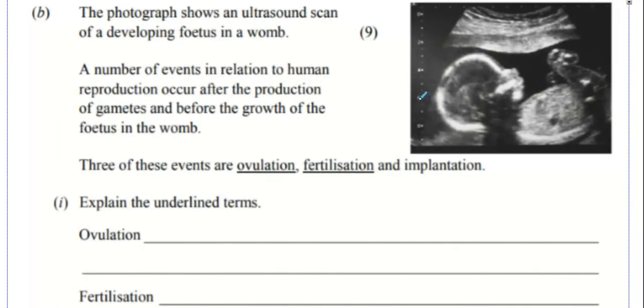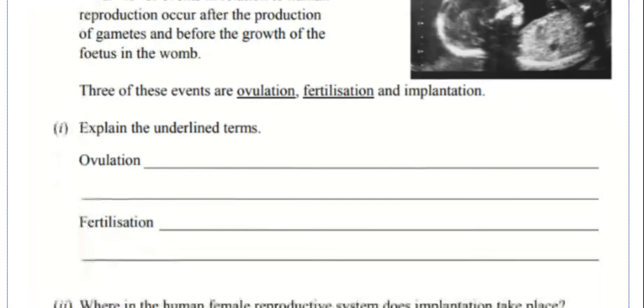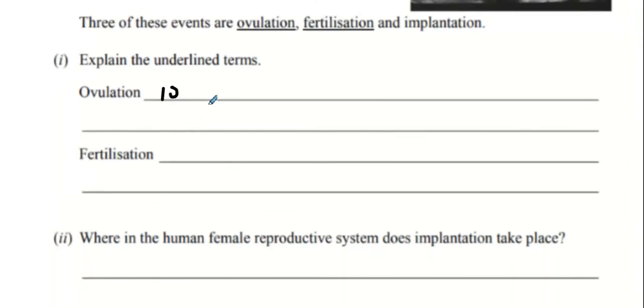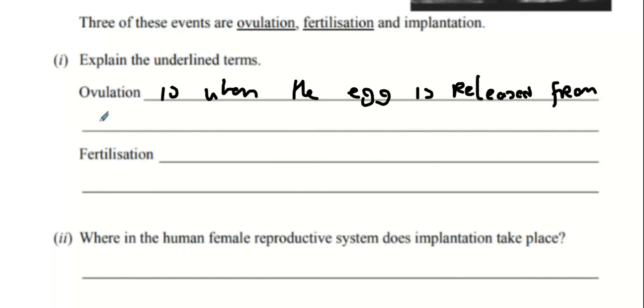Now, the photograph shows an ultrasound scan of a developing fetus in a womb. A number of events in relation to human reproduction occur after the production of gametes and growth of the fetus in the womb. Three of these events are ovulation, fertilization, implantation. Explain the underlying terms. Ovulation is when the egg is released from the ovaries. Can't remember how to spell released right now, so hopefully I do. The ovaries.